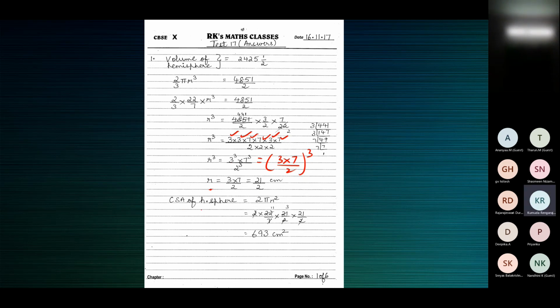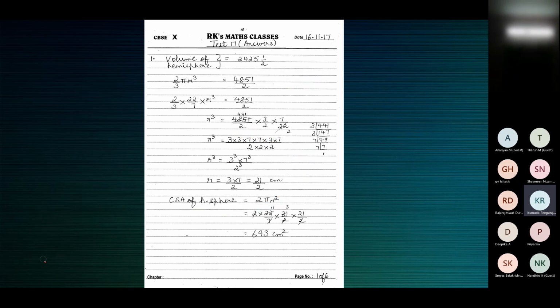Now the question is to find the CSA of the hemisphere, which is not possible without having the value of r. The formula to find the CSA of a hemisphere is 2 pi r square, wherein you need the value of r, which is not given to us in the question.